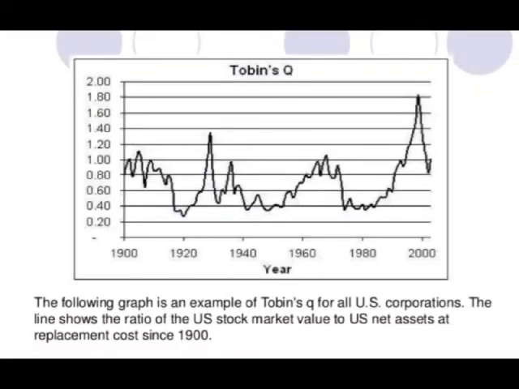The following graph is an example of Tobin's Q for all U.S. corporations. The line shows the ratio of the U.S. stock market value to U.S. net assets at replacement cost since 1900.